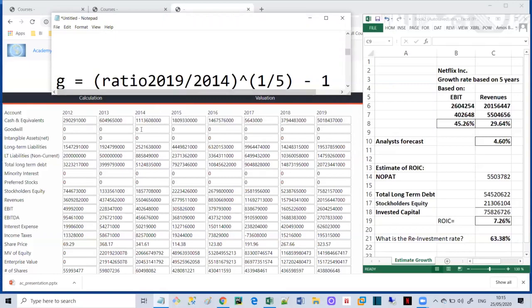In 2014, we had EBIT of, let's see, 0.4 billion. So if I take 2.6 billion divided by 0.4 billion, I get 1 plus 45%. Subtracted 1, I get 45%.